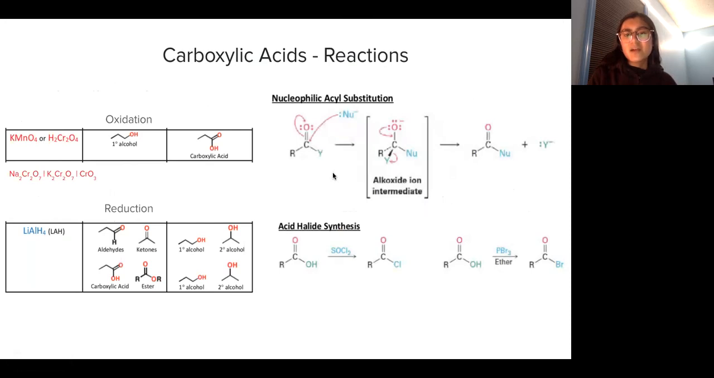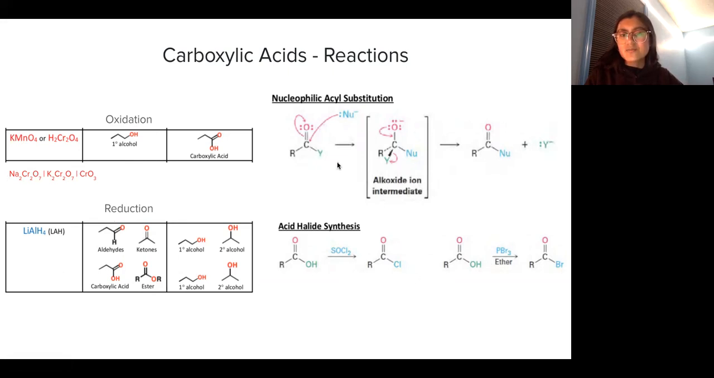Some common reactions for carboxylic acids: they're involved in a lot of reactions. Again, for oxidation and reduction, definitely know, like I said before, which reagents will be able to oxidize and reduce certain molecules to produce what you'd like. Like what will convert an alcohol to a carboxylic acid, or what will be able to reduce a carboxylic acid back to an alcohol. I have these listed out here. These are some additional ones that the table didn't have, but definitely know those as well.